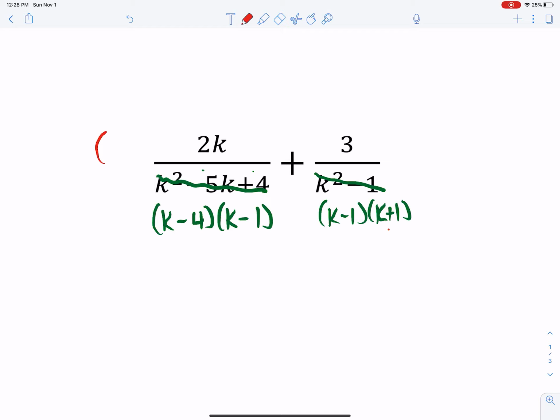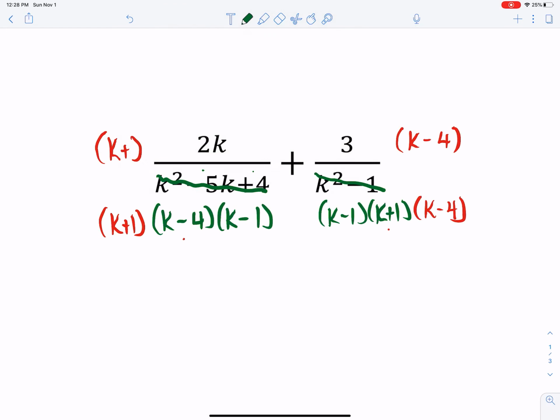It doesn't have that. So I'm going to multiply k plus 1 by the top and bottom of that first one. For the second one, when I think about what it's missing that's on the bottom of the first one, that would be k minus 4. So I'm going to multiply k minus 4 by the top and bottom of the second fraction.